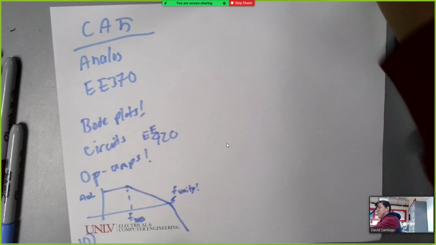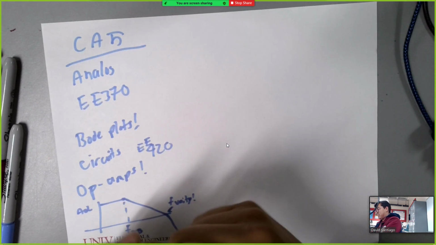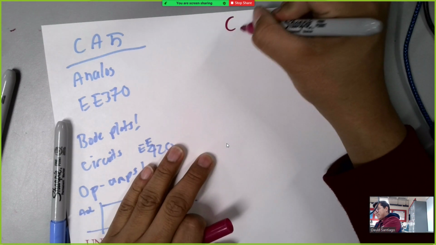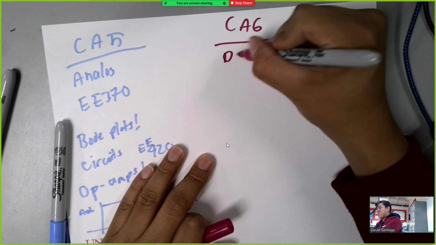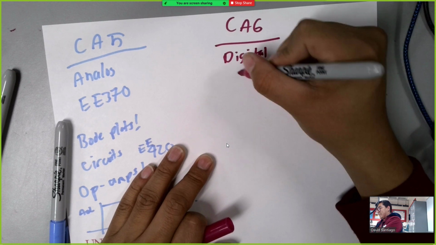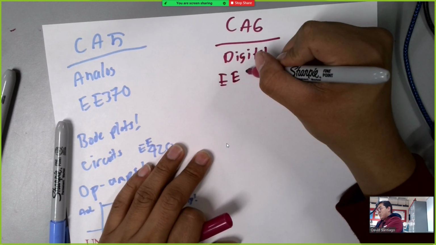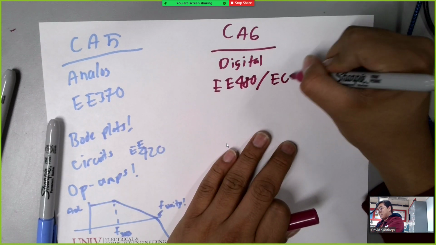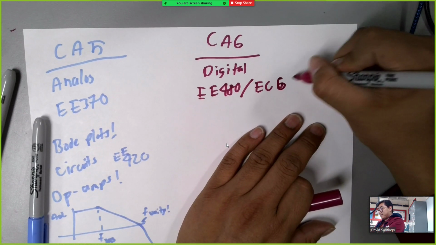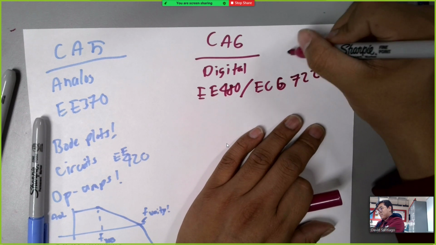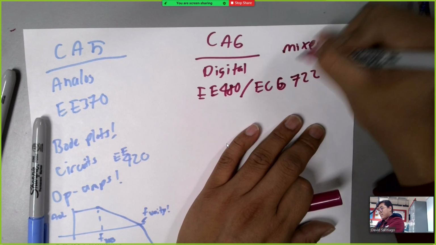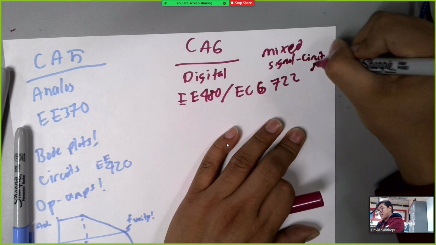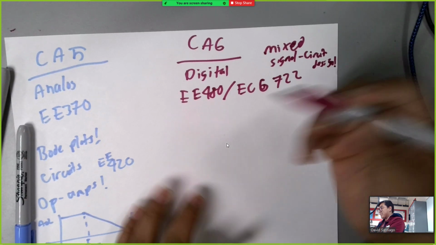And then computer assignments, let's not use that marker. CA6 is the digital lab. And that's purely EE480. And then the other class I recommend is ECG 722, which is mixed signal design, circuit design, where you're going to be designing a lot of stuff.